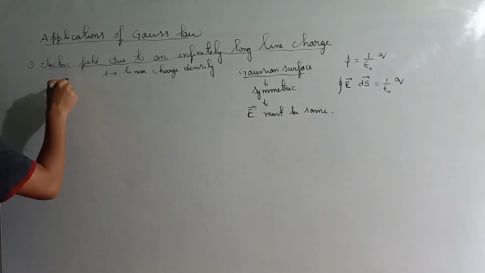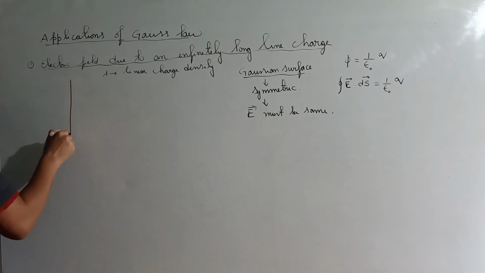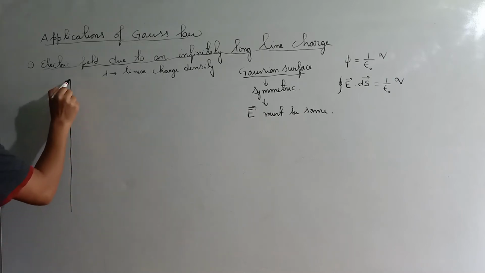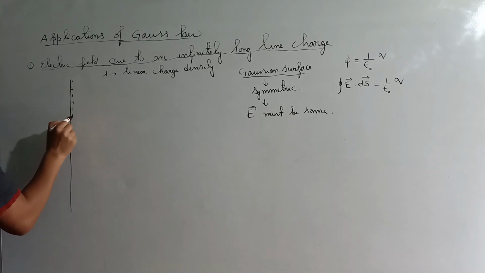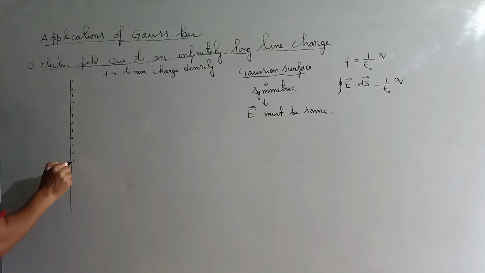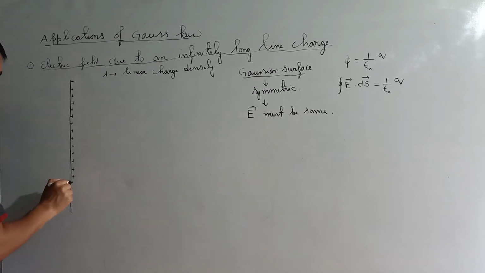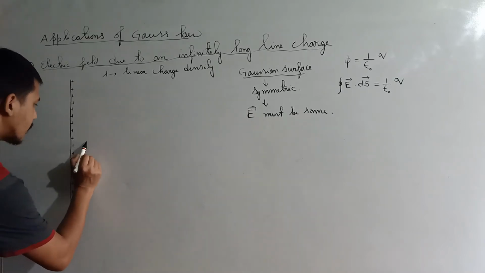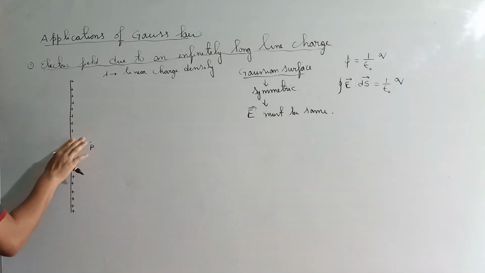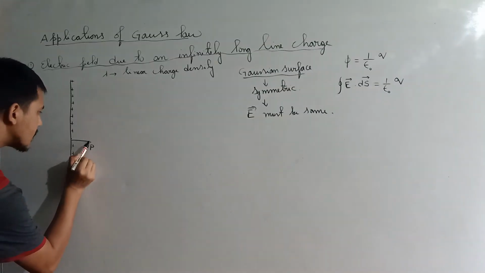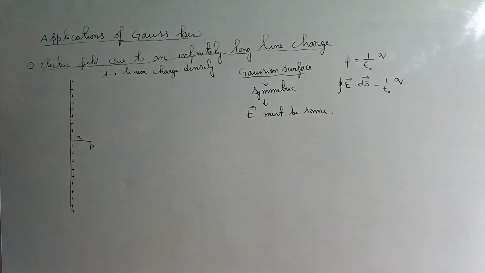Let me just highlight it again. We have an infinitely long line charge having linear charge density lambda, and we want to find the electric field at any point P, which is at a distance r from the line charge.